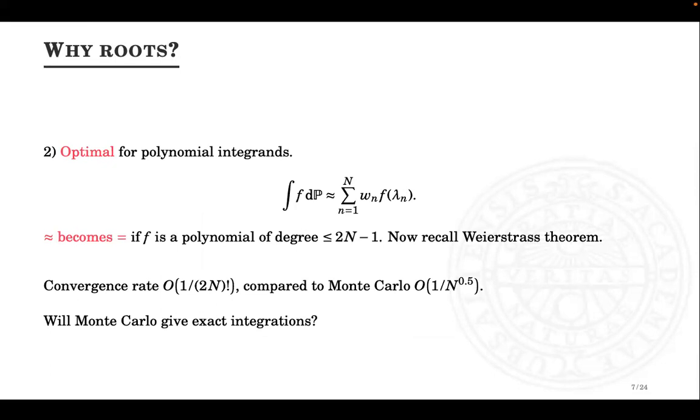If you recall the Weierstrass theorem, then you can easily establish the convergence result for any continuous integrand on a compact domain. For the 1D case, the convergence rate can be factorial in terms of the order, which is very fast compared to the Monte Carlo approach. We can also give exact results for some specific integrands, compared to the Monte Carlo approach.